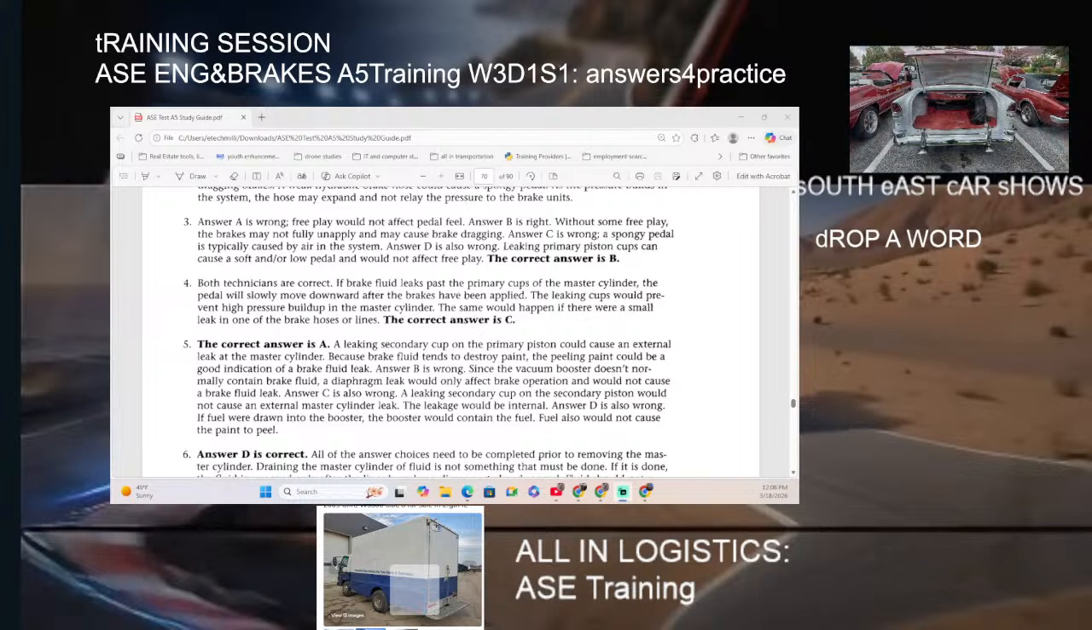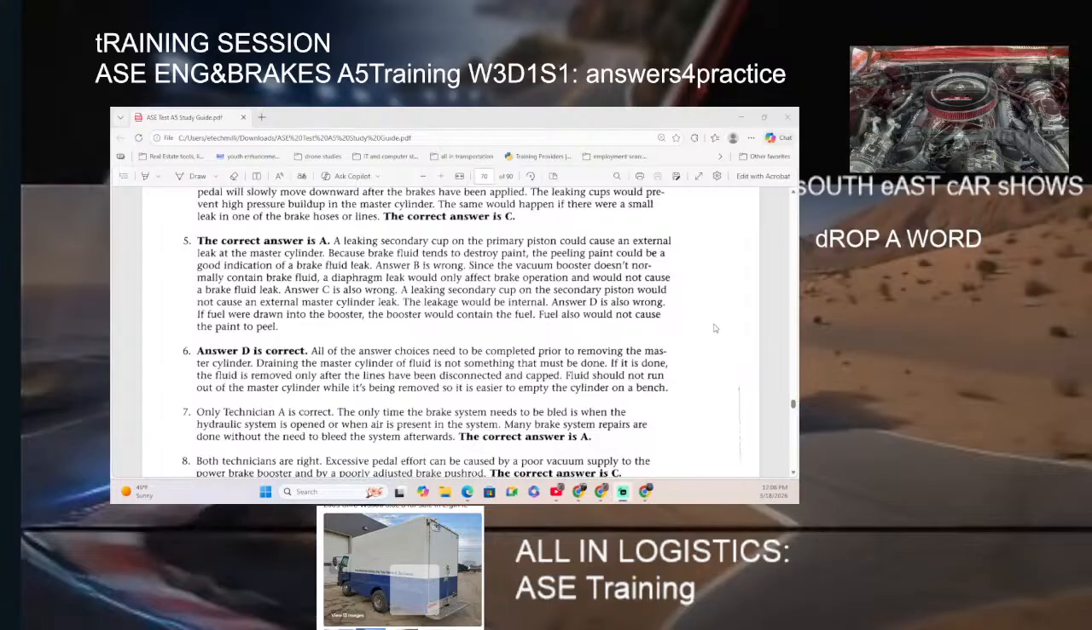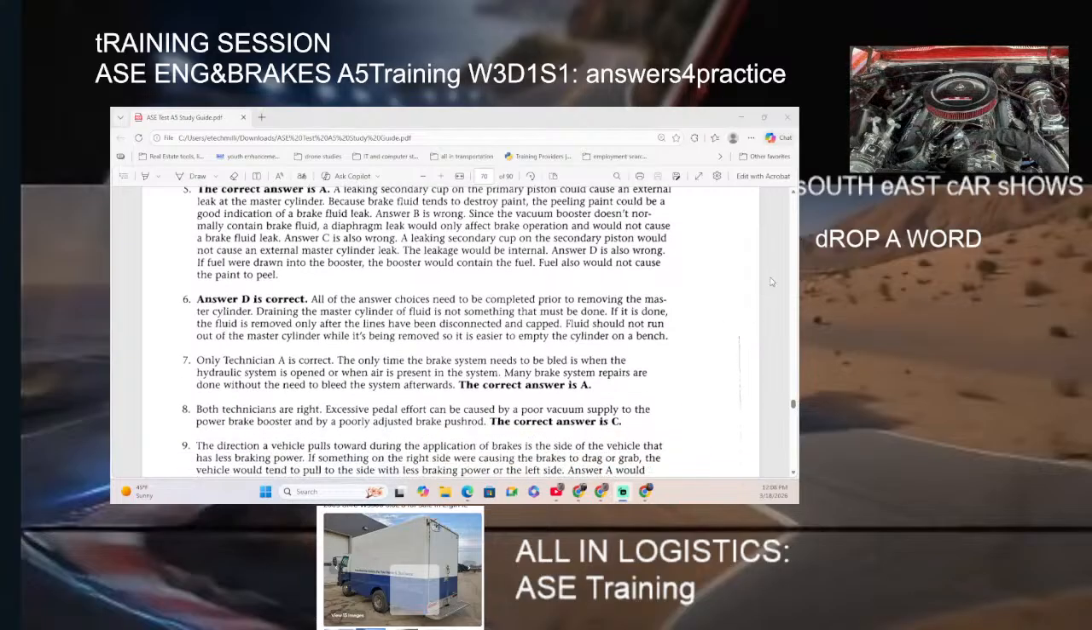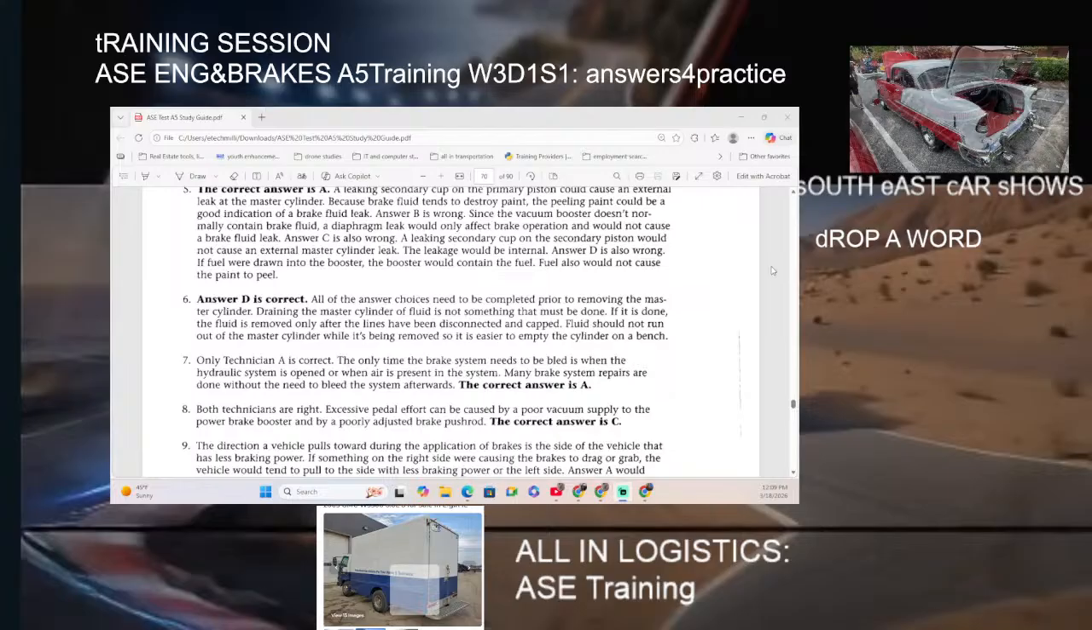5. The correct answer is A. A leaking secondary cup on the primary piston could cause an external leak at the master cylinder. Because brake fluid tends to destroy paint, the peeling paint could be a good indication of a brake fluid leak. Answer B is wrong. Since the vacuum booster doesn't normally contain brake fluid, a diaphragm leak would only affect brake operation and would not cause a brake fluid leak.